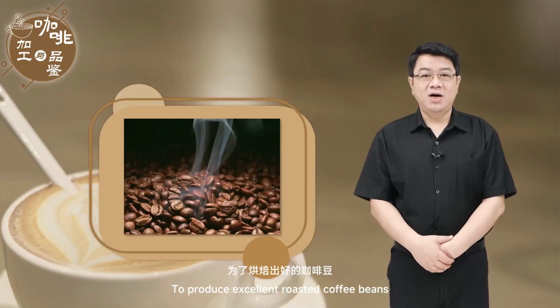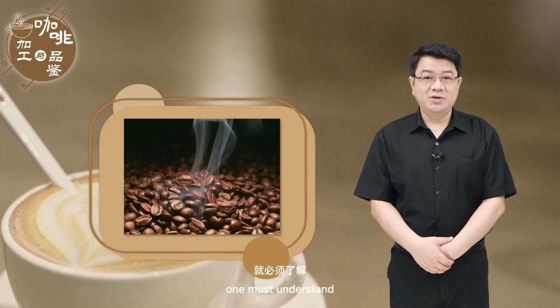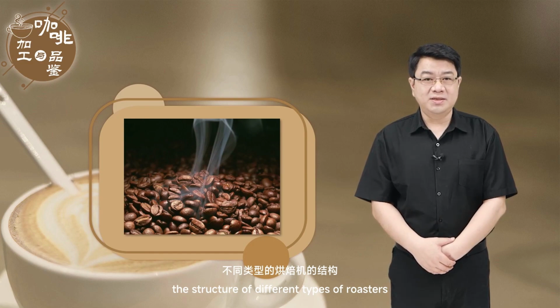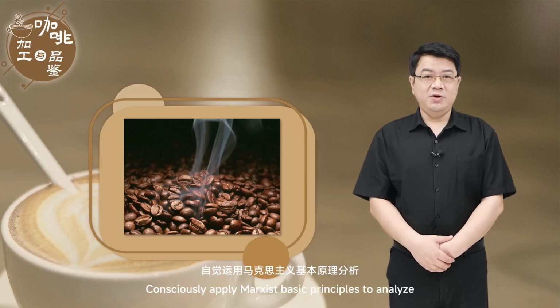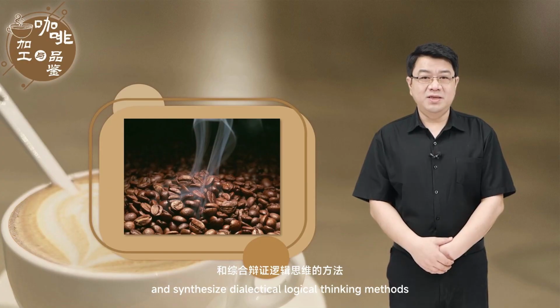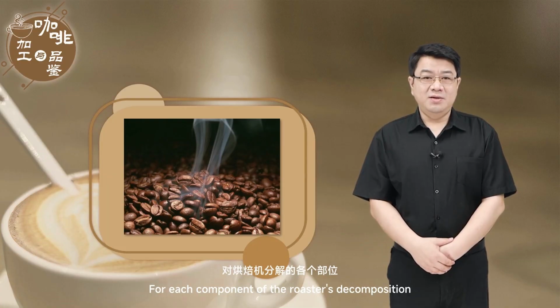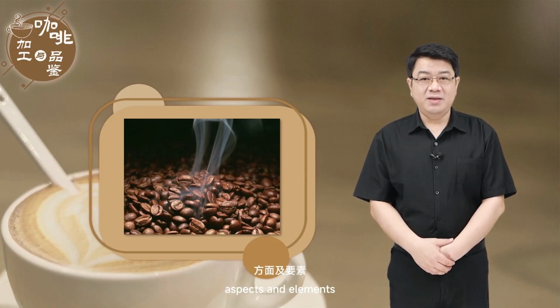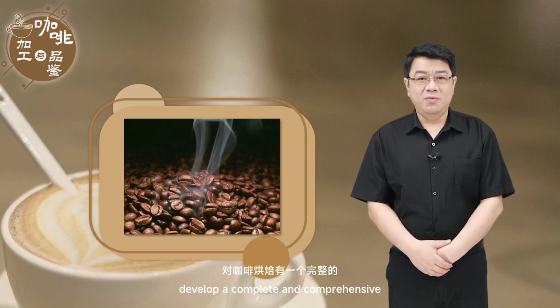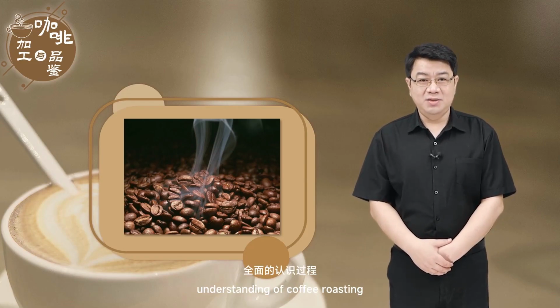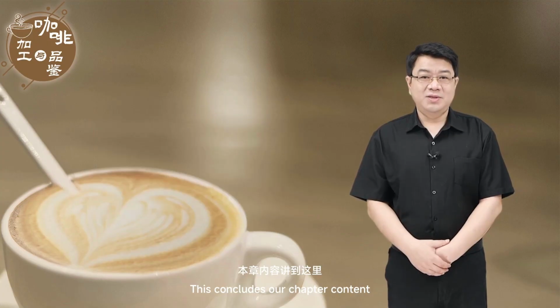To produce excellent roasted coffee beans, one must understand the structure of different types of roasters and their roasting advantages and disadvantages. Consciously apply Marx's basic principles to analyze and synthesize dialectical, logical thinking methods for each component of the roaster's decomposition, aspects, and elements. Through analytical research, develop a complete and comprehensive understanding of coffee roasting. This concludes our chapter content.